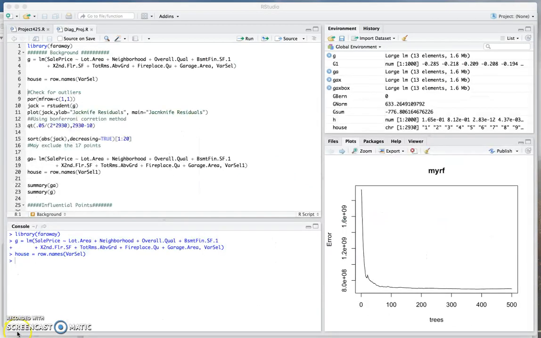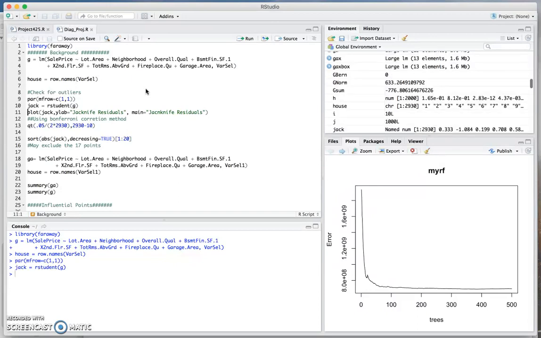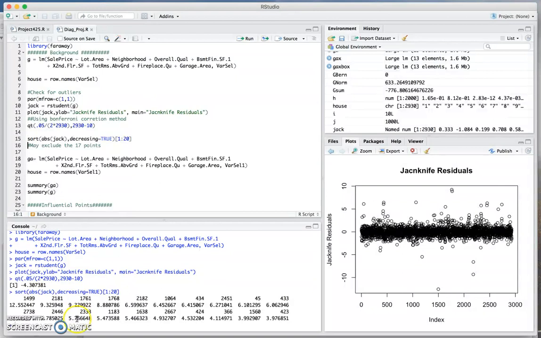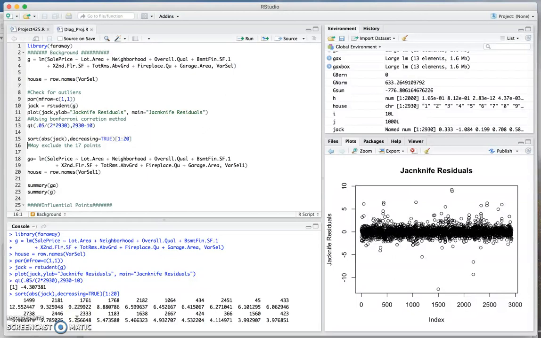From now, we will look at the diagnosis test, which was based on our variable selection method. The first one is to check for outliers. If you calculate the Jackknife residuals, it seems that there are several high value points. So, therefore, we used the Bonferroni correction method for the critical value, and we sorted out each point's residual t-value. So, if you look at this graph, there are 70 points that exceeded the critical value. So, we excluded 17 points in the data.